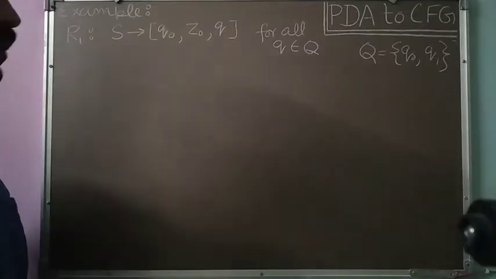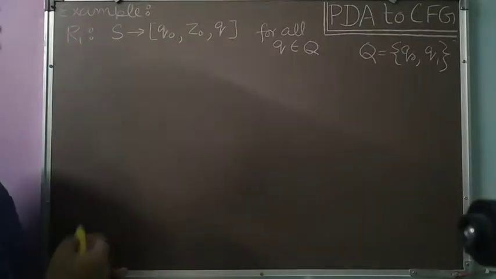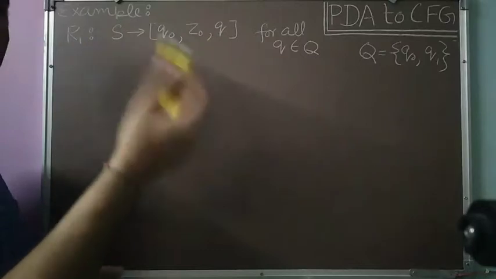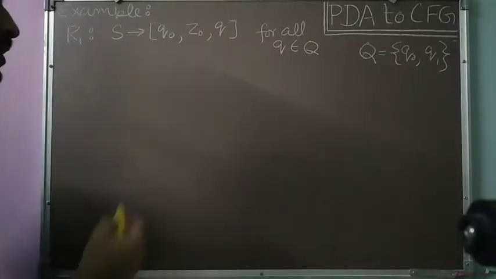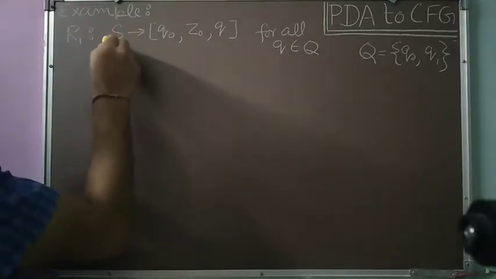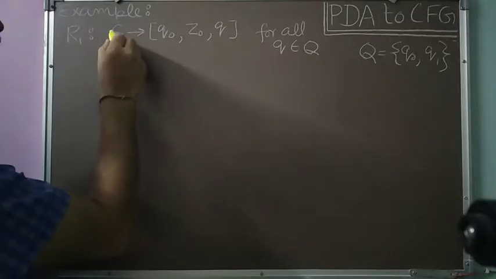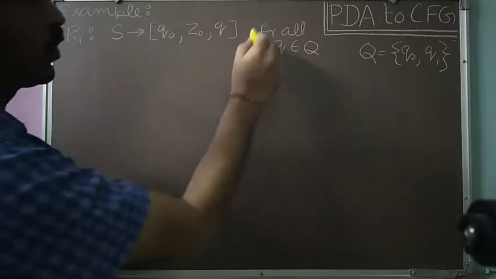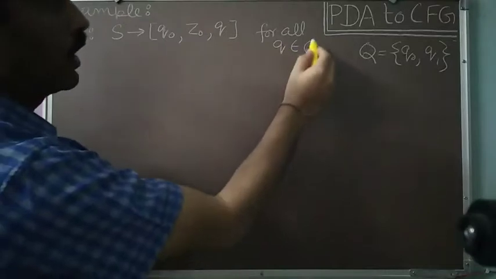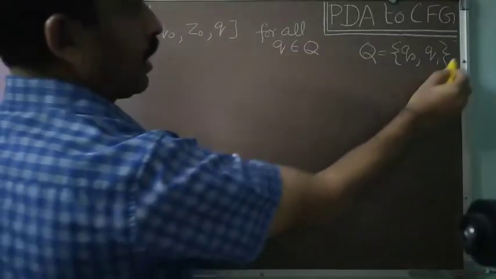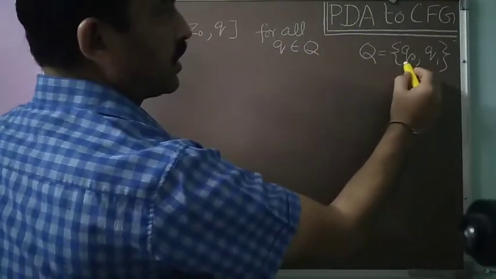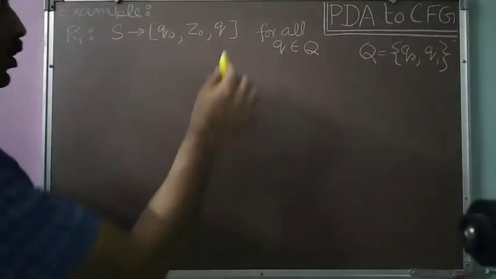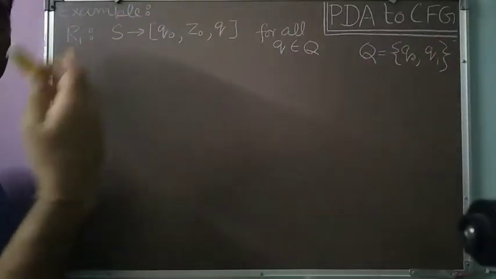In step 2, I will first apply rule 1 to find the S productions, that is, the productions of the start variable S. This rule 1 says that we have to introduce productions of the form S → [q0, Z0, q] for all values of q belonging to capital Q. Here our capital Q consists of 2 states, q0 and q1, so this rule will give us 2 productions.